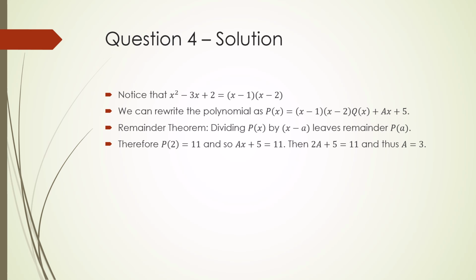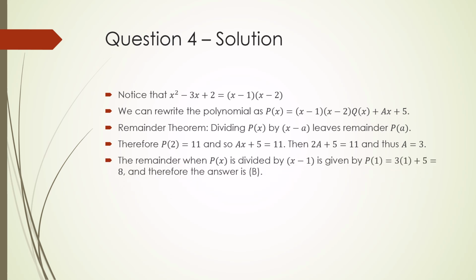Therefore, p of 2 equals 11, as the term containing x minus 1, x minus 2, q of x is equal to 0. Therefore, 2a plus 5 is 11, and substituting x equals 2 and then solving for a, we get a equals 3. And so the remainder, when p of x is divided by x minus 1, is given by p of 1 by the remainder theorem again, which is equal to 8, which gives the answer B.